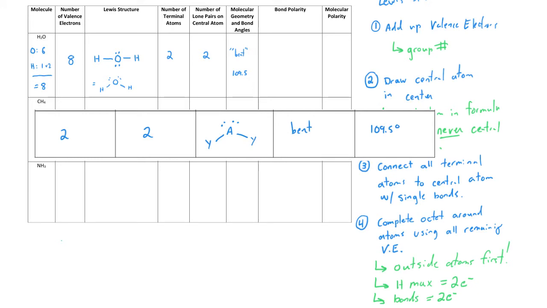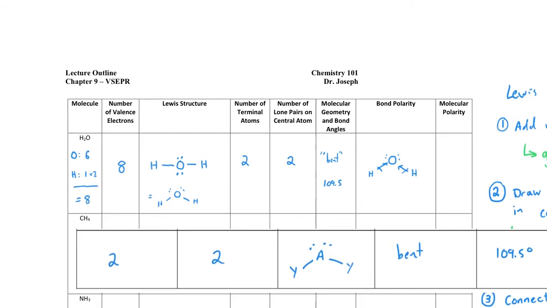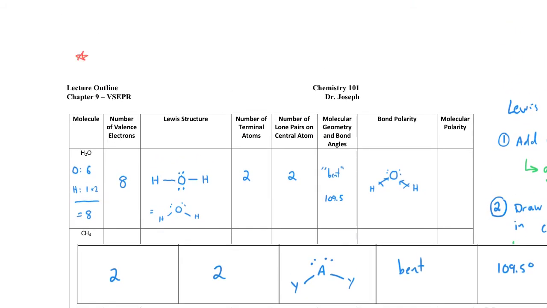Now let's talk about bond polarity. What are we going to put there? The bond polarity column is where we're going to show how the bonds are polarized towards the more electronegative atom. And remember, you learned how to do that by drawing arrows from the less electronegative atom towards the more electronegative atom with a little plus sign next to the more electropositive atom.